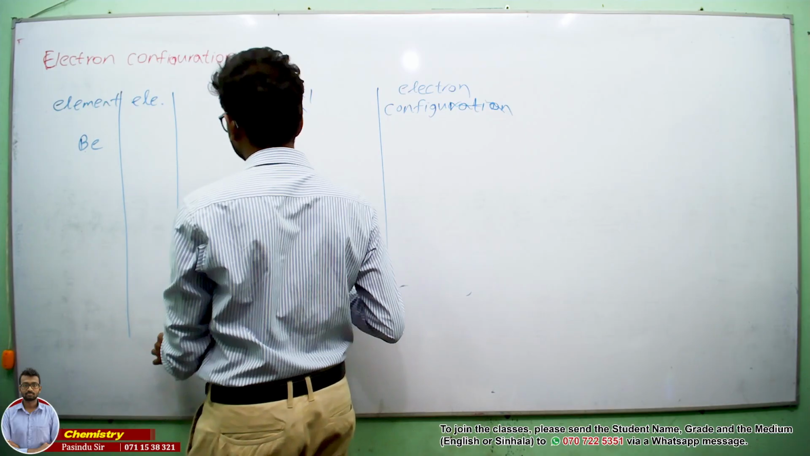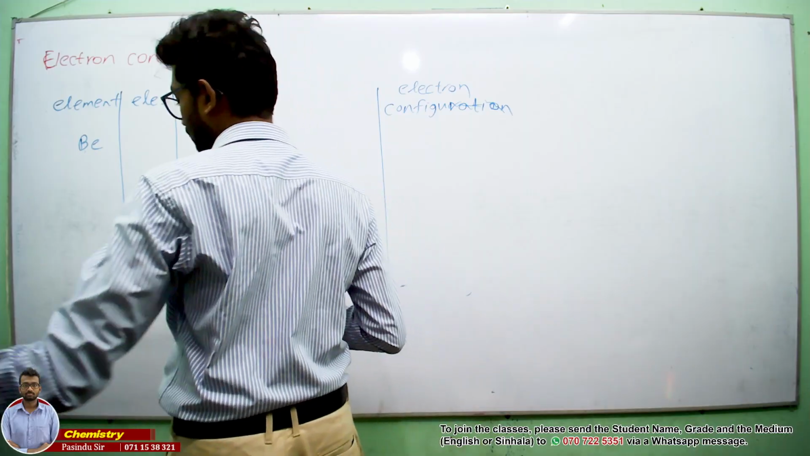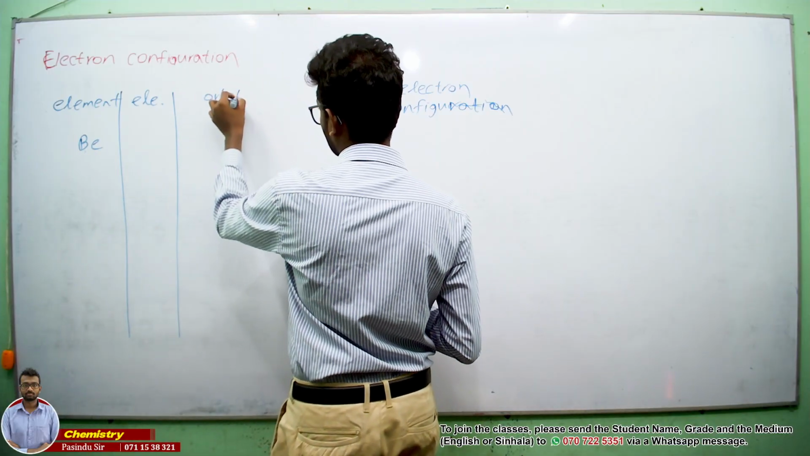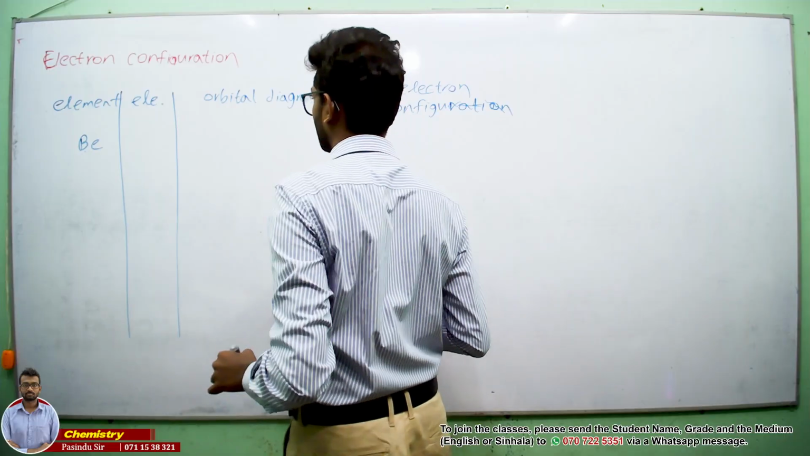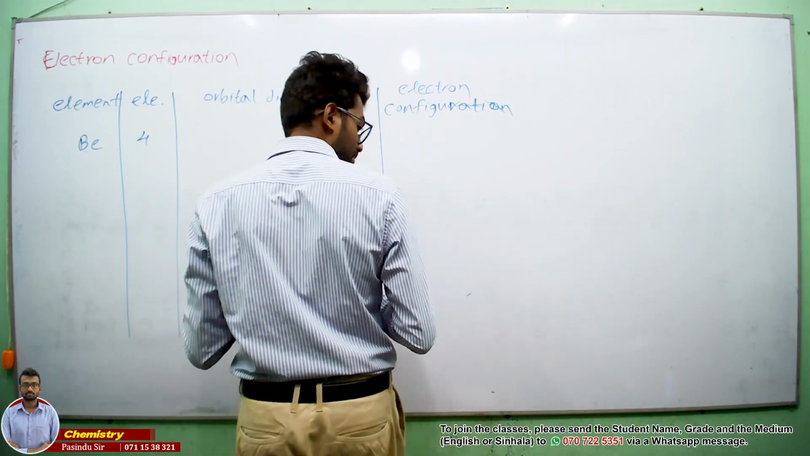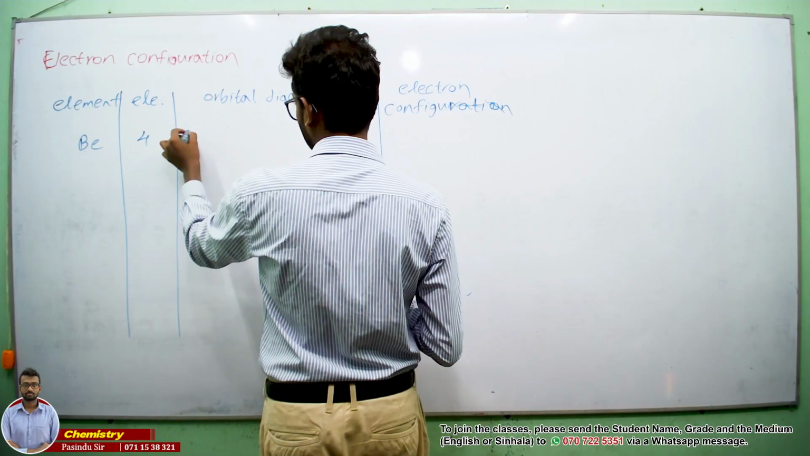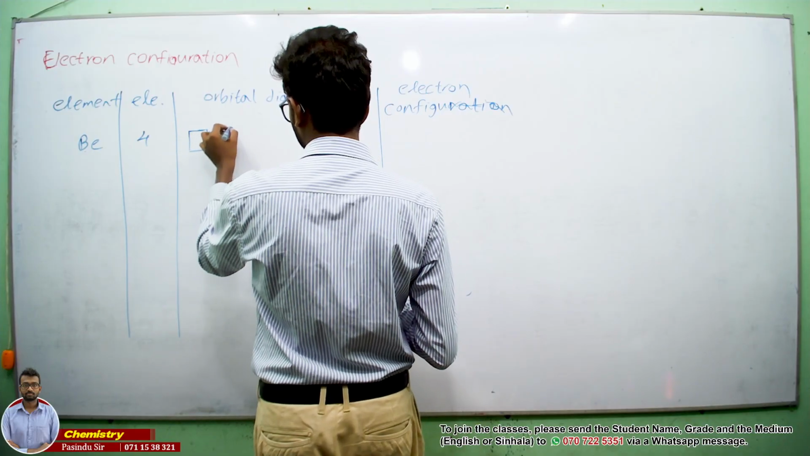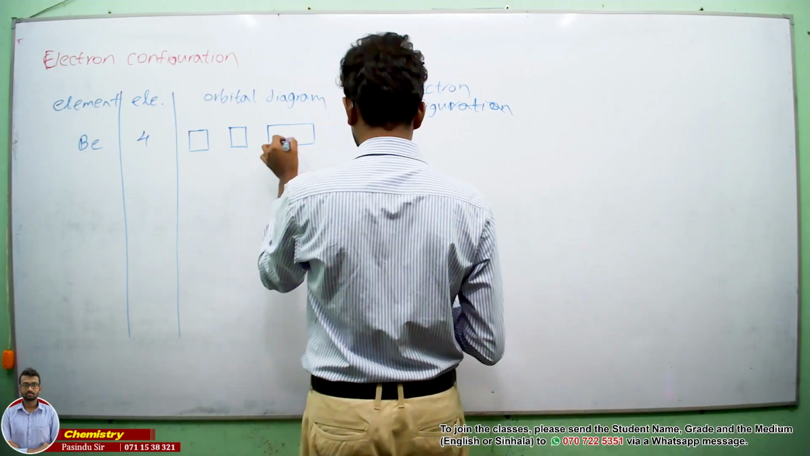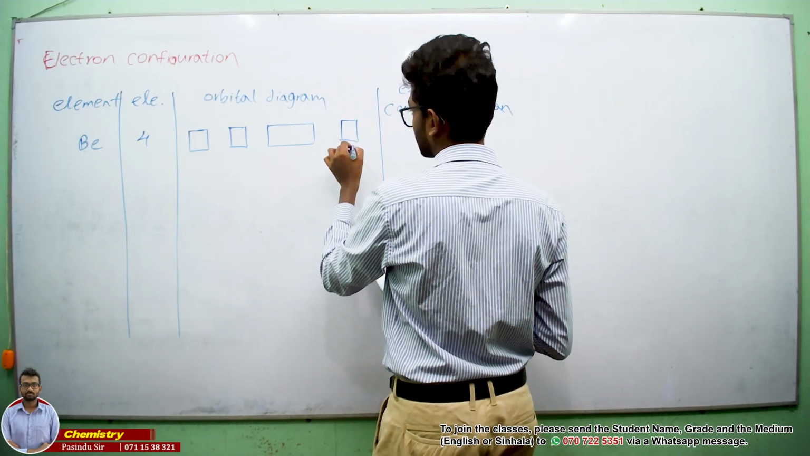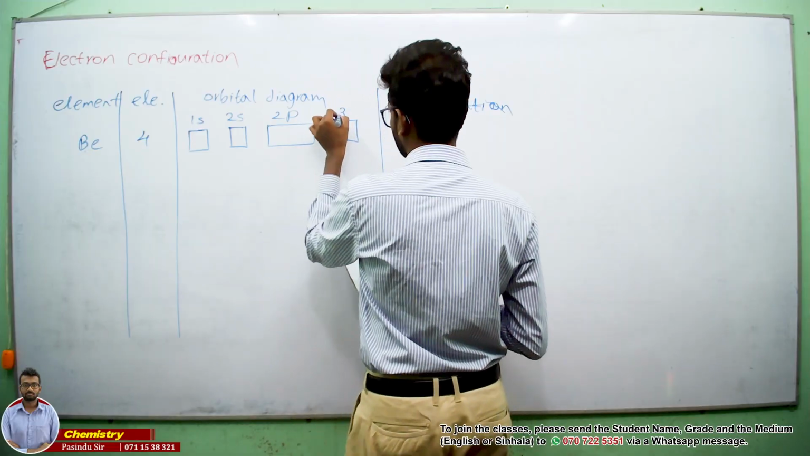Four electrons, then 1s, 2s, 2p, 3s, right? 1s 2s 2p 3s.